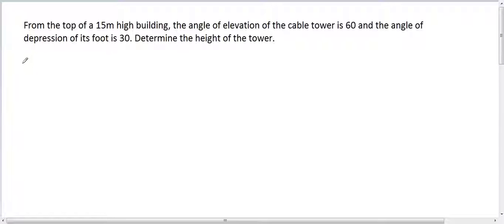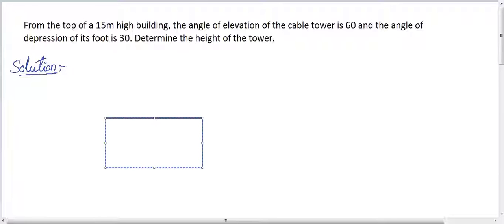Let's solve the question which I have written on the whiteboard. See here, from the top of a 15 meter high building, the angle of elevation of the cable tower is 60 degrees, and the angle of depression of its foot is 30 degrees. So we need to find the height of the tower. Let's draw the diagram first.